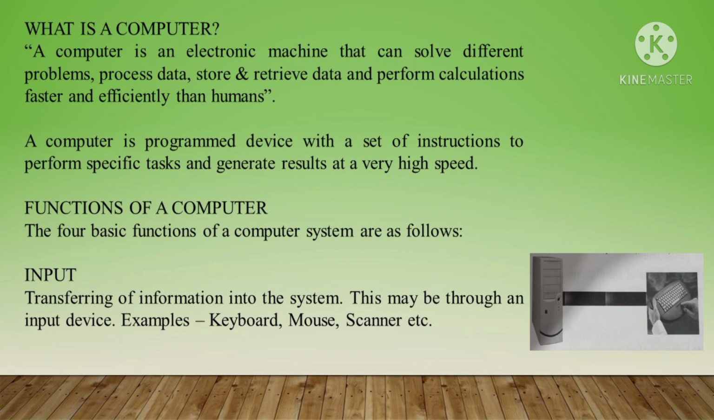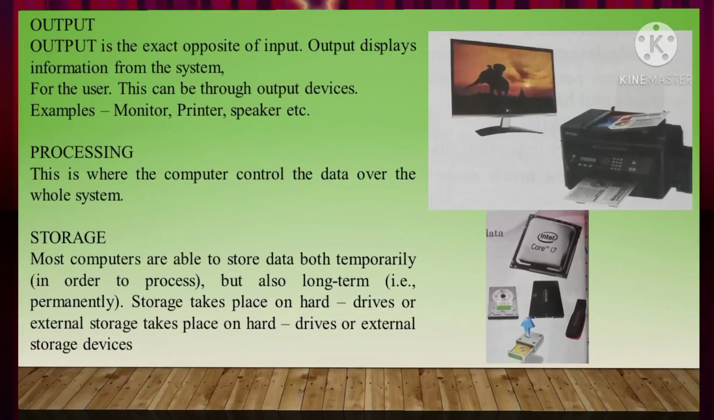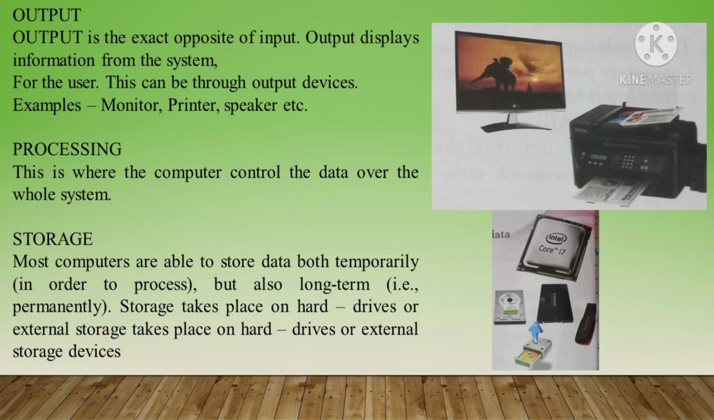Now let us see what output is. Output is exactly the opposite of input, isn't it? Output displays information from the system to the user. Whatever information is there, it will display. This is done through output devices. Examples: we all know the input devices, and the output devices are monitor, printer and speaker.